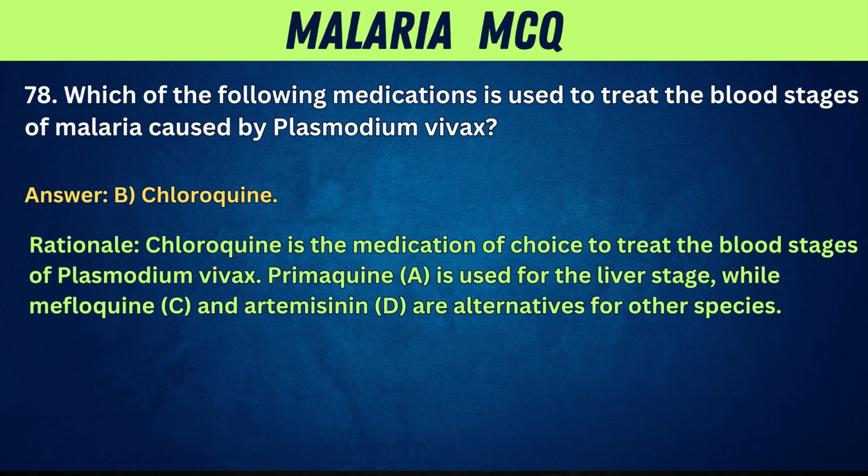Chloroquine. Rationale: chloroquine is the medication of choice to treat the blood stages of Plasmodium vivax. Primaquine, A, is used for the liver stage, while mefloquine, C, and artemisinin, D, are alternatives for other species.